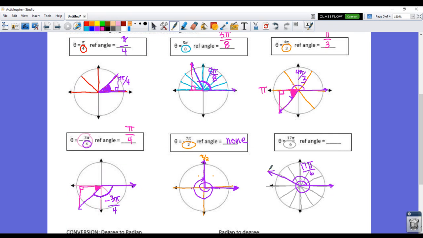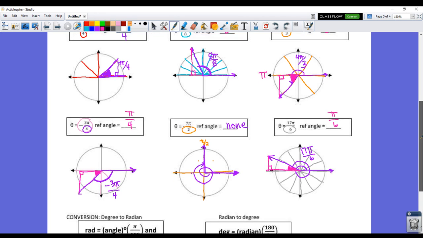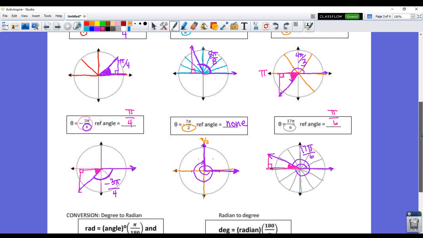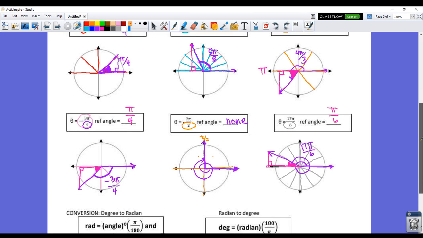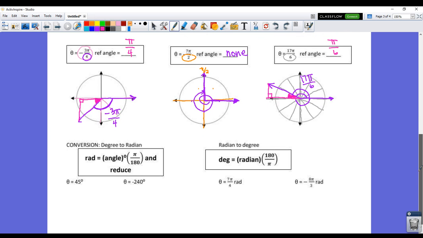Now the reference angle is what takes us back to the x-axis. So if we notice, that's only one of these sixths. So we have a pi over 6 reference angle. It's the one that gets us back to the x-axis.